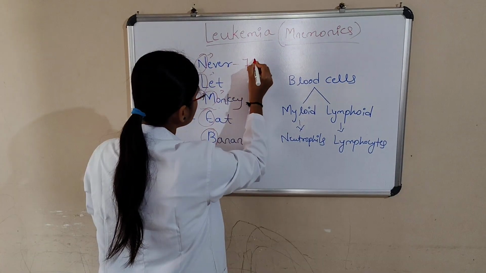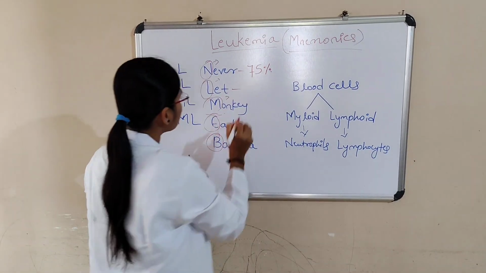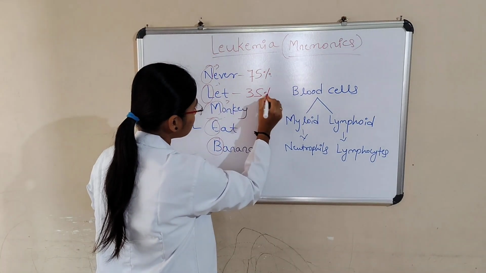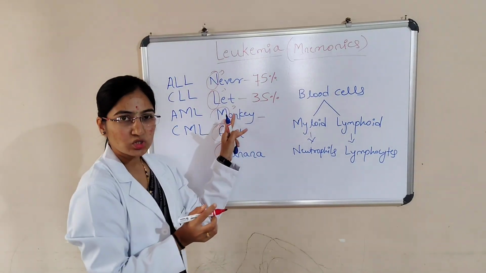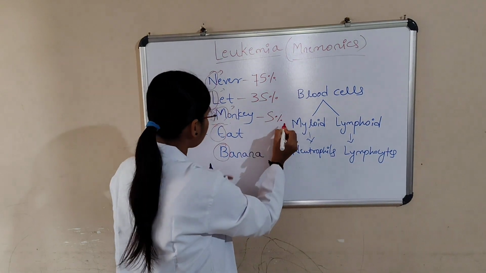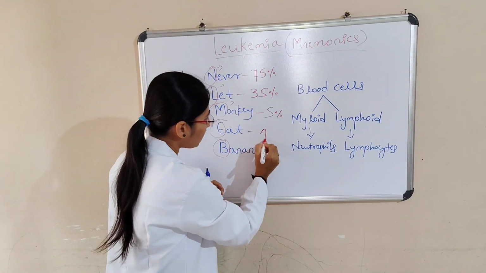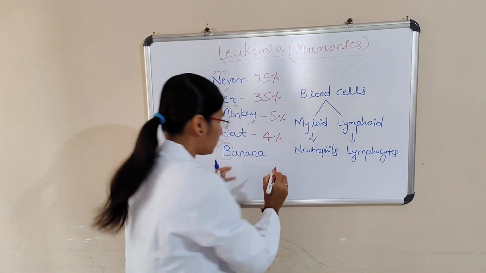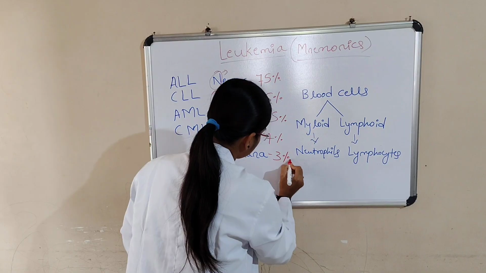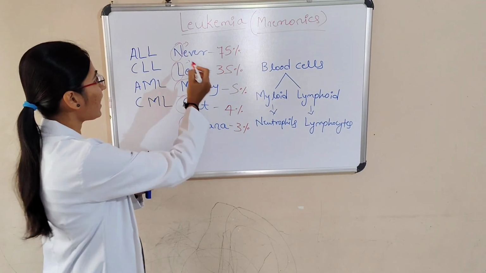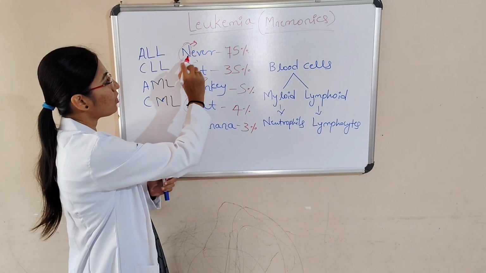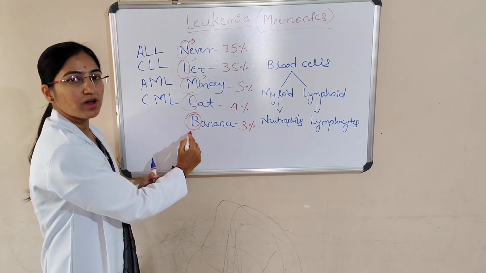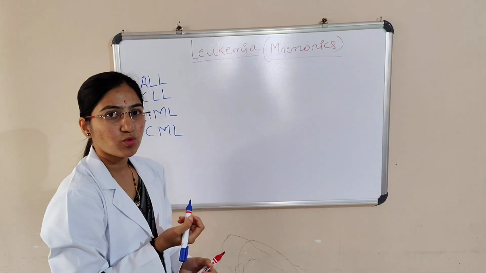Neutrophils 75%. Lymphocytes, this half, 35%. Then monocytes 5%. Eosinophils 4%. And then basophils 2 to 3%. In our blood we have the maximum amount of neutrophils and the least number of basophils. I'll just make a small graph here.